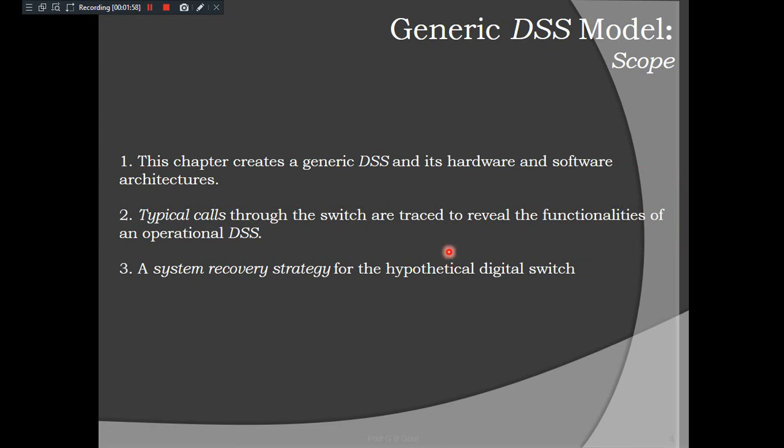So let us see the scope here. This study creates a generic DSS and its hardware and software architectures that you can see. We will also focus on the typical calls through the switch, which are traced to reveal the functionalities of an operational DSS. This is a very important part, guys, in this part B of the fifth module.